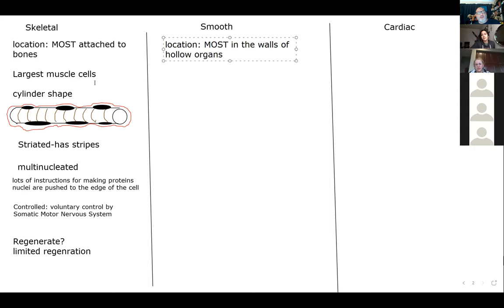Skeletal muscle may be the largest muscle cells. Smooth muscle are the smallest muscle cells. They also are what we call spindle shaped. Spindle shaped basically means that they have a large, centrally located body and then two tapered ends.